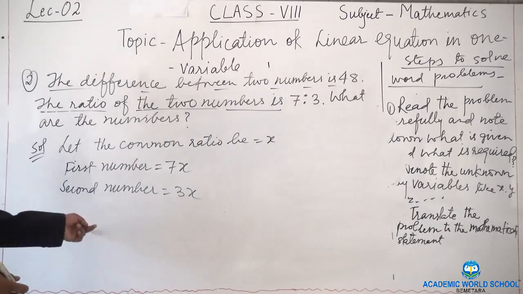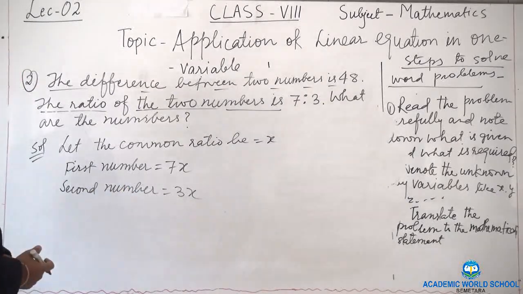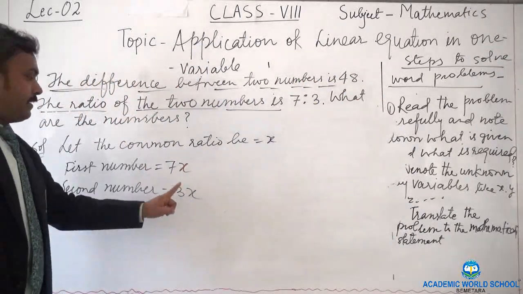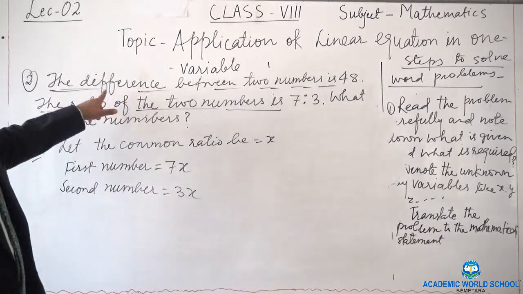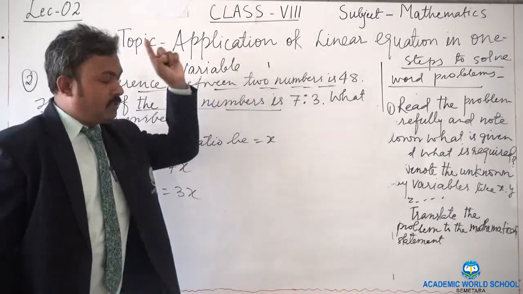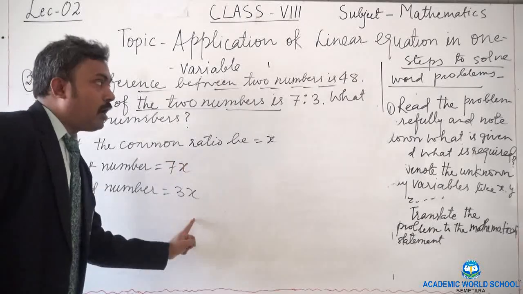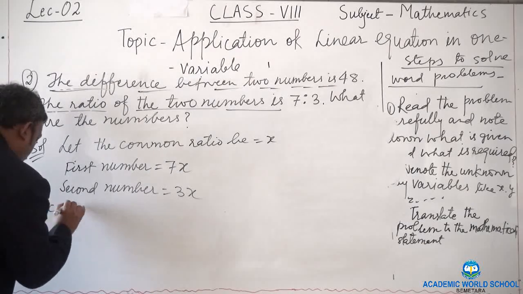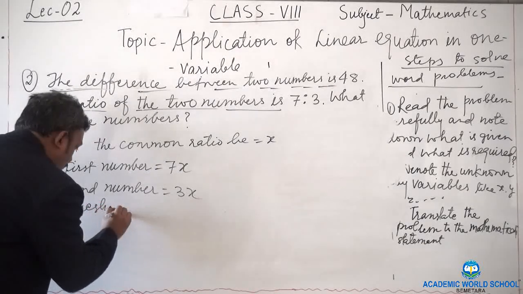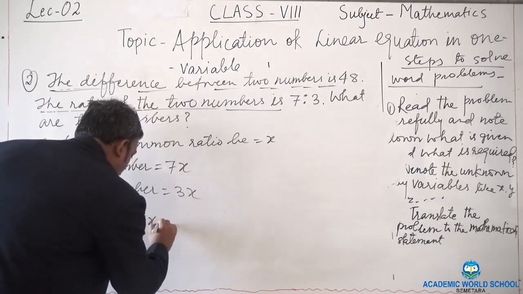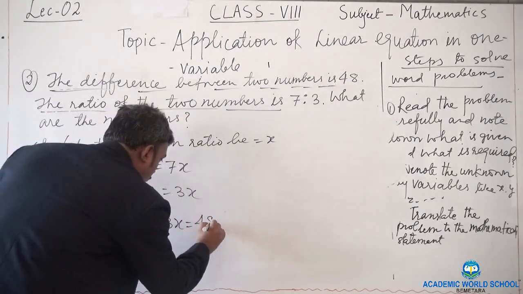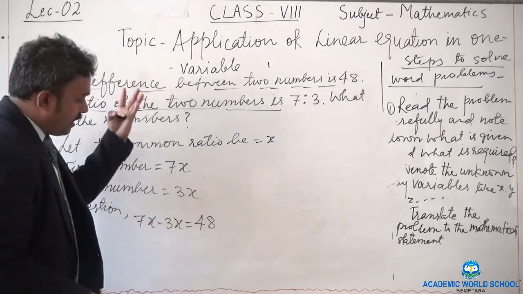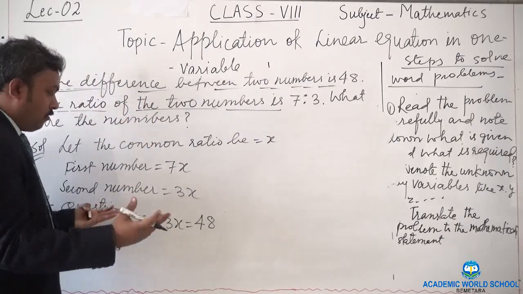And we are going to convert this mathematical statement into an equation. How? With the help of this sentence. See, the first number and the second number. This sentence says the difference between the two numbers is 48. Means if we subtract these two numbers, we will get 48. So we write here, according to the question, 7x minus 3x equal to 48. Okay. So now 7x minus 3x means 7 apples minus 3 apples will remain how much?